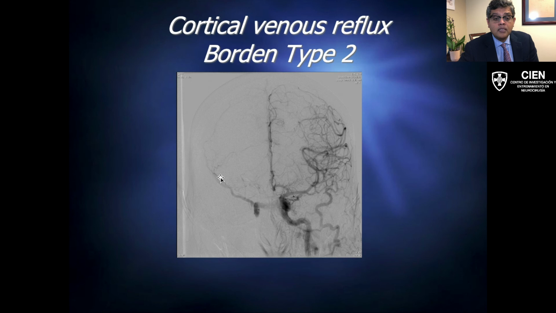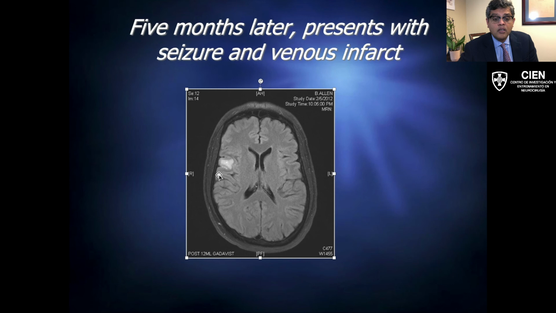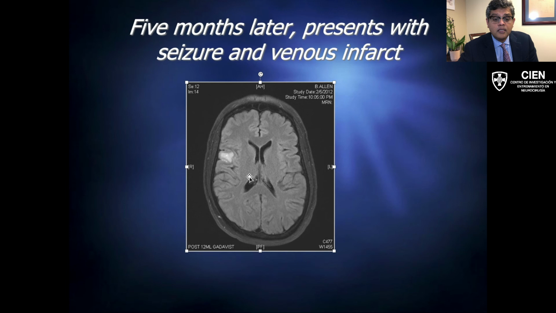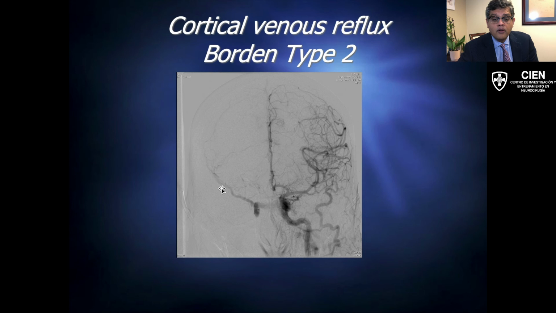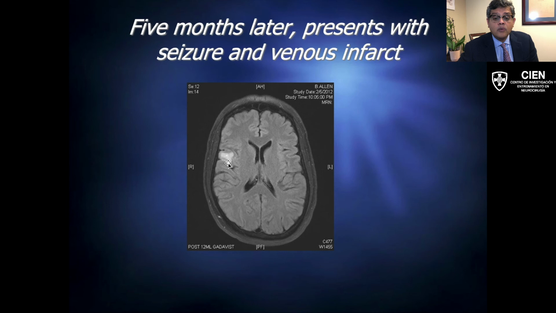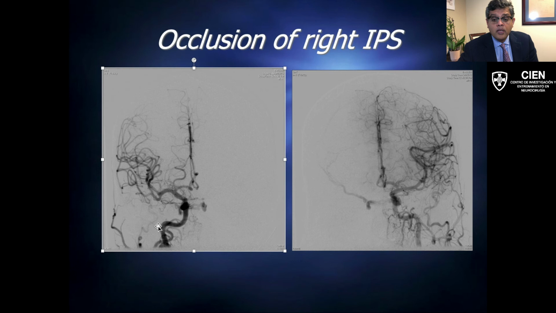And you can see how it corresponds to the area of the venous drainage here. See, this is again in the right Sylvian area. And the infarct is just above the Sylvian fissure on the right side. And so the right inferior petrosal sinus was occluded. So we went into the left inferior petrosal sinus, into the cavernous sinus.